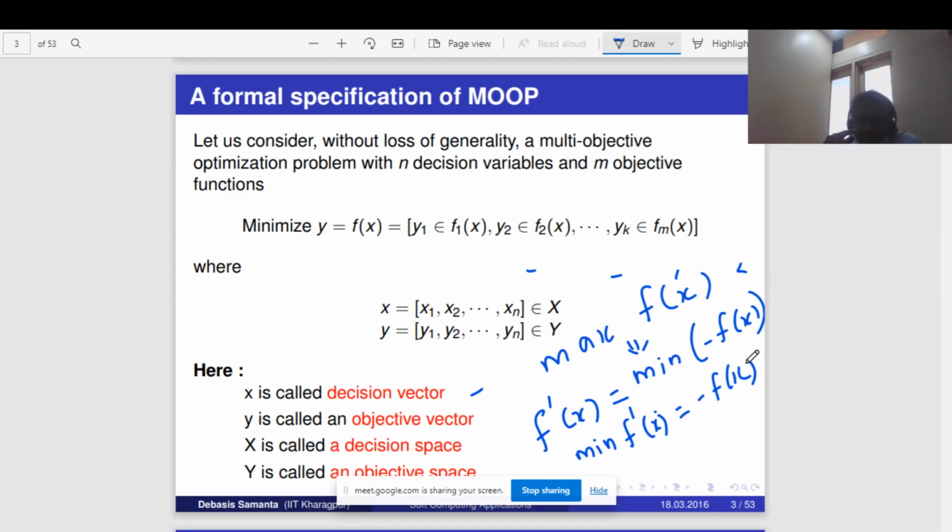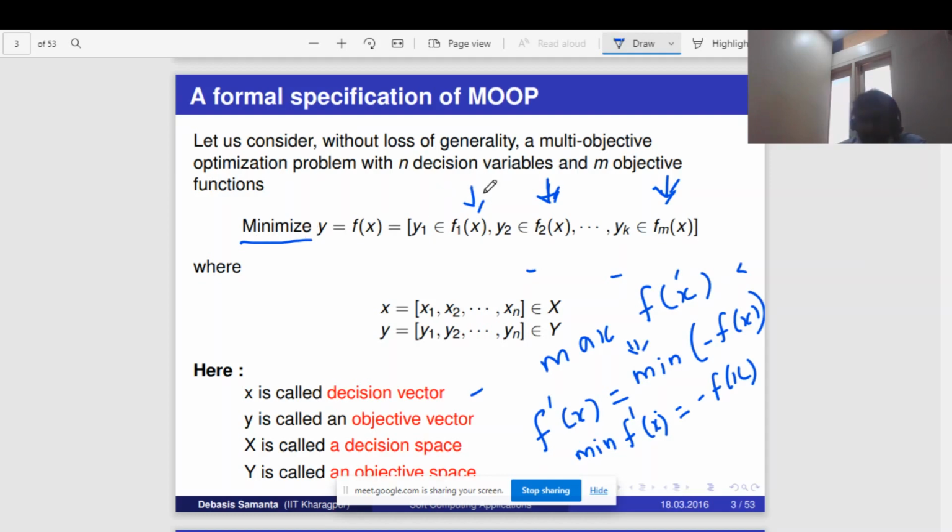Is it clear? So how will you convert a maximization problem to a minimization problem? Then it will be converted to minimization. Okay, so here you have multiple functions, f1, f2 up to fm. Some of them will be minimization functions, some of them will be maximization functions. If it is a minimization function, by default leave it as it is. If it is a maximization function, then what should we do? Multiply it by -1 so that it will be converted to minimization. So now all the problems we have converted to minimization problems, right?